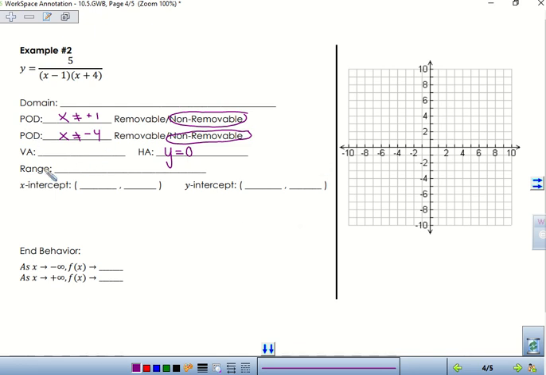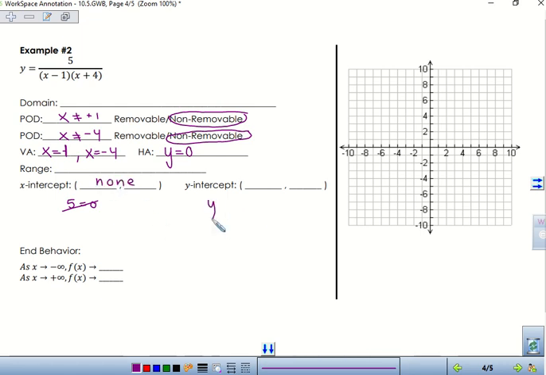So we actually have 2 vertical asymptotes here. We have one at +1 and -4. And we don't have any holes, right? Because nothing got canceled. Exactly. To find the x-intercept, you're going to set the numerator equal to 0. Is that possible to solve? No. So there are no x-intercepts.